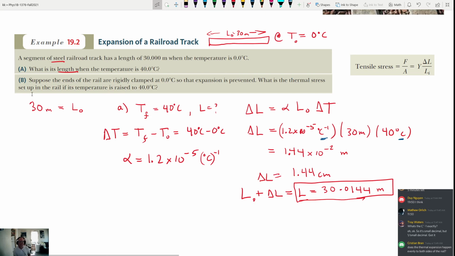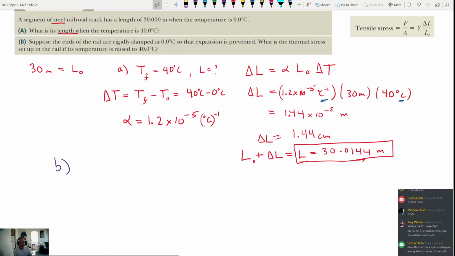It says B, suppose that the ends of the... If you need to go, you can go ahead and go. Obviously, this will be recorded, but we'll just finish up here. We have like a minute.